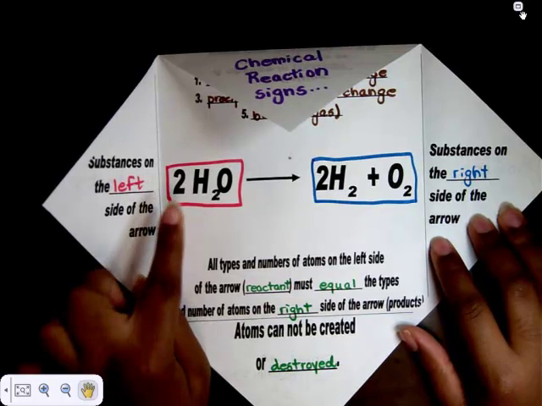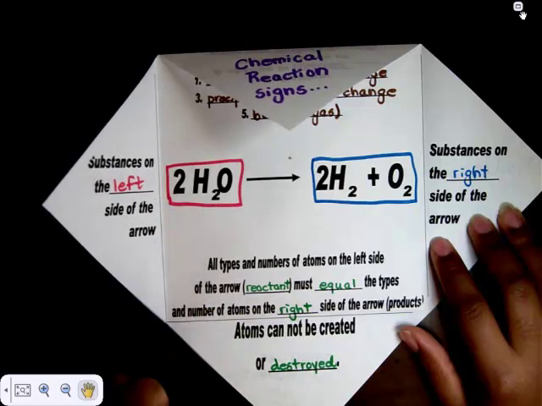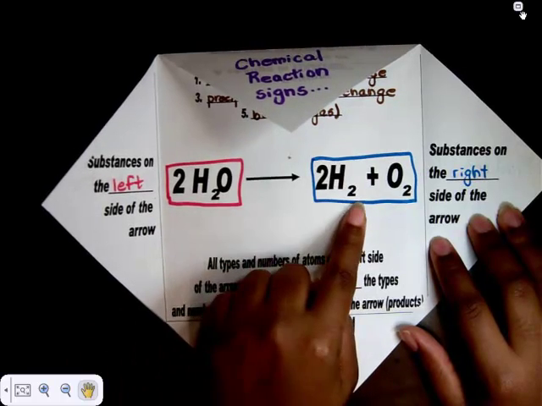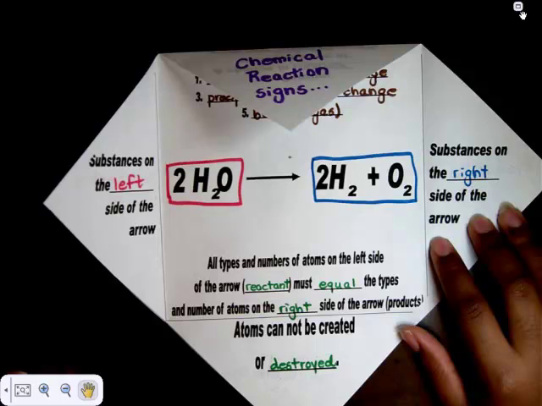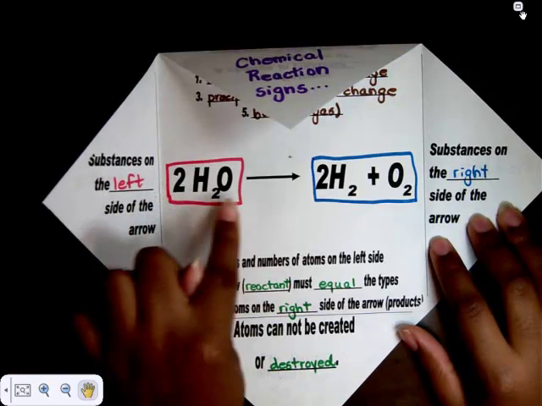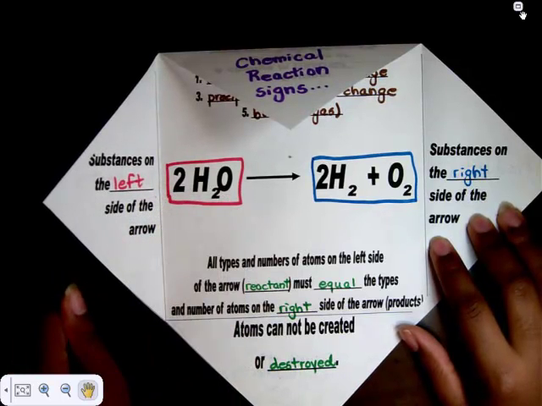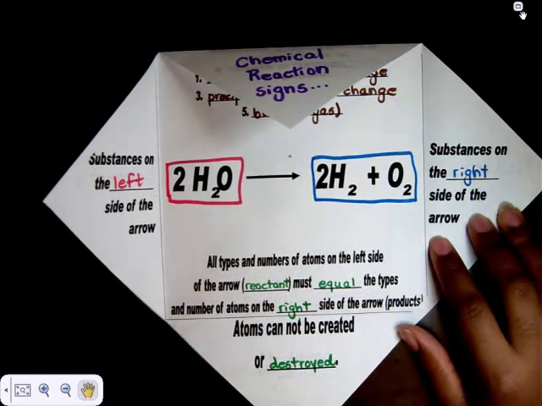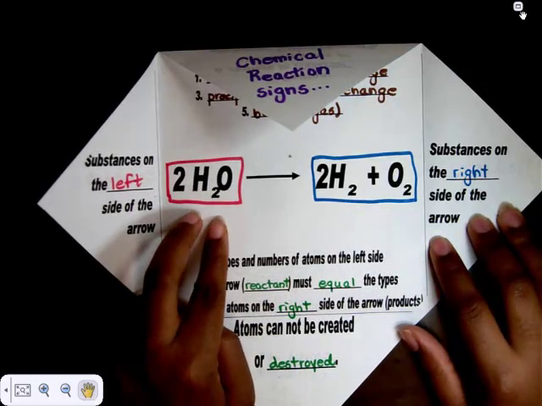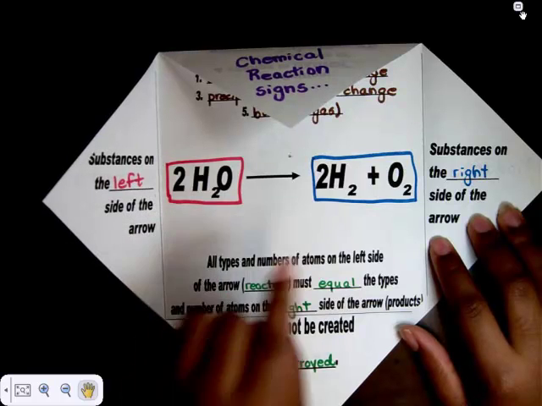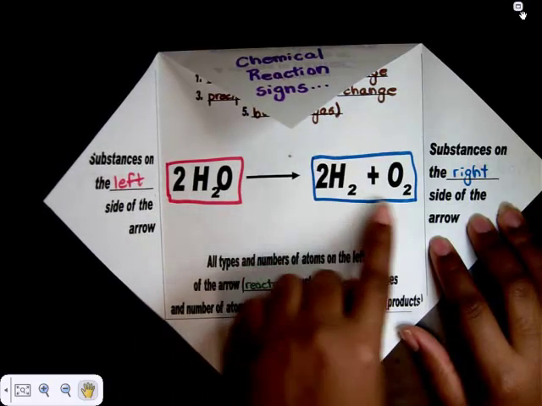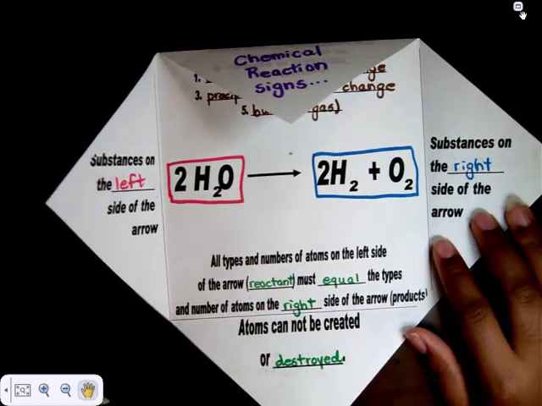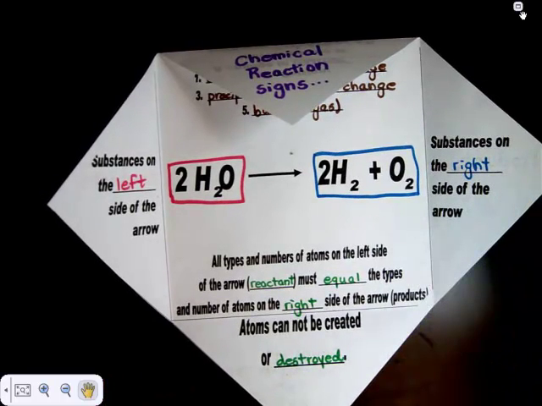For example, 2 times 2 is 4 hydrogen. 2 times 2, you still have 4 hydrogen when you end up. 2 times 1 is 2 oxygen. O2, 2 oxygen. So you started off with 2 molecules of water and ended up with hydrogen gas and oxygen gas. But you still have the same numbers of each element on both sides. They just rearranged to make a new substance.